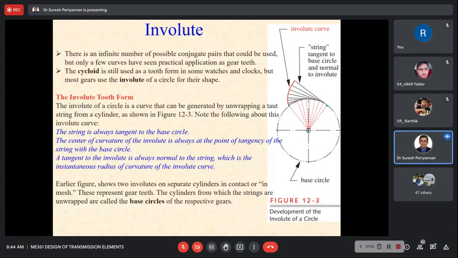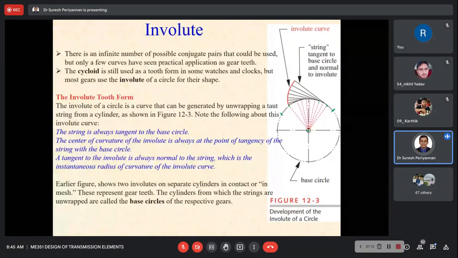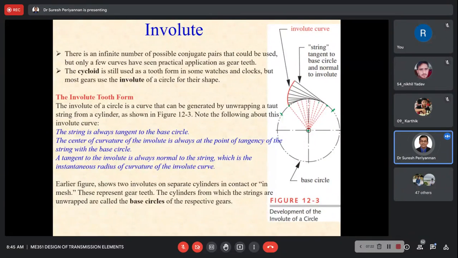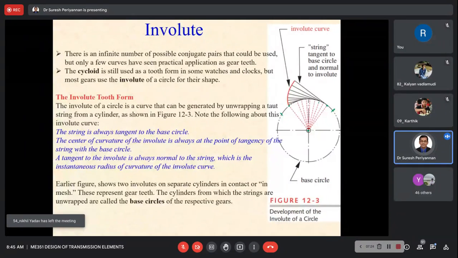You may ask, sir, why can't we take here? You can take from here also. You can take from here also. When you take a wider range, your tooth profile is going to have more width. When you take a small range, your tooth profile is going to have a smaller width. The width of the teeth is going to be small. Anyway, based on that, now I am taking.